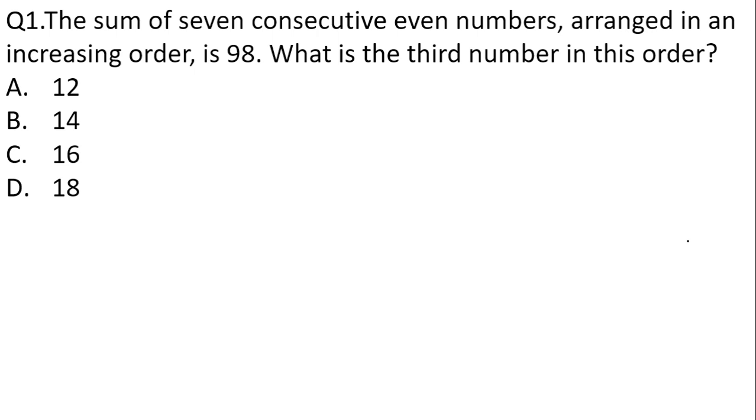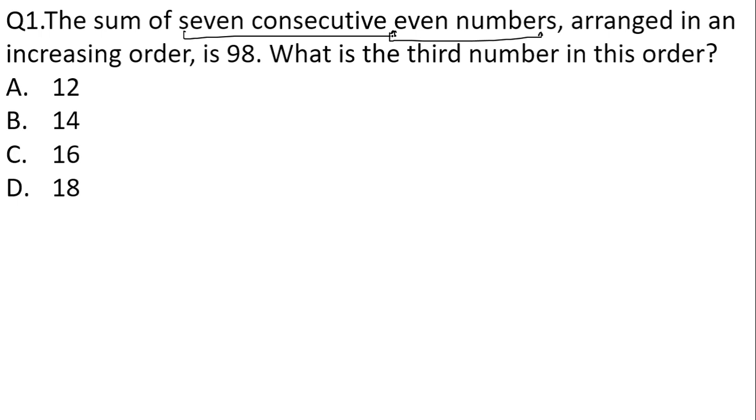The first question of today's lecture is they're asking us to find out the sum of the 7 consecutive even numbers, which is equal to 98. We have to find the third number in this order. Options given here are 12, 14, 16, 18. First thing, we know what even numbers are: numbers which are divisible by 2. Consecutive even numbers means the numbers which come one after another.